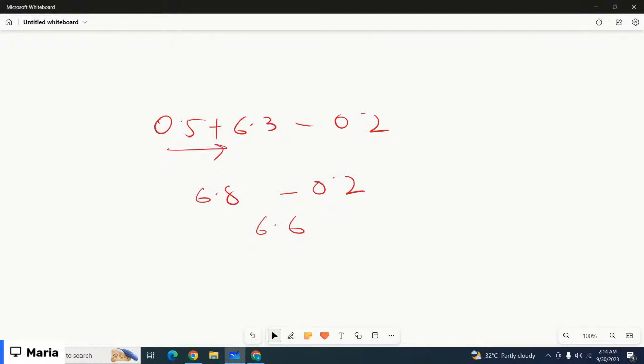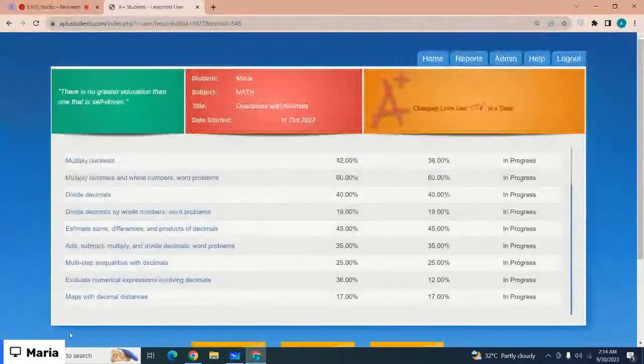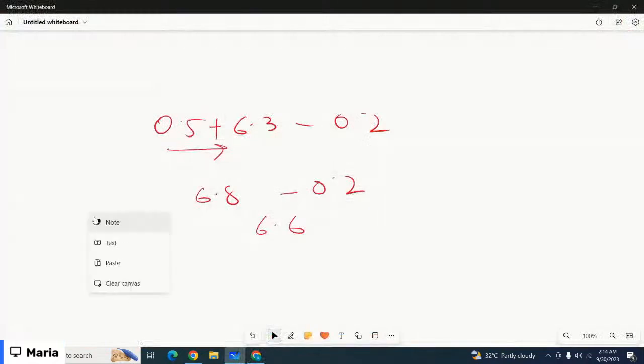Okay, so let's see the next lesson. The next lesson is maps with decimal distances, right? So you are given maps, you have to follow the maps, and the distances given on the maps are decimals. So how do you solve them, right? Let's start with an example. The lesson is maps with decimal distances.